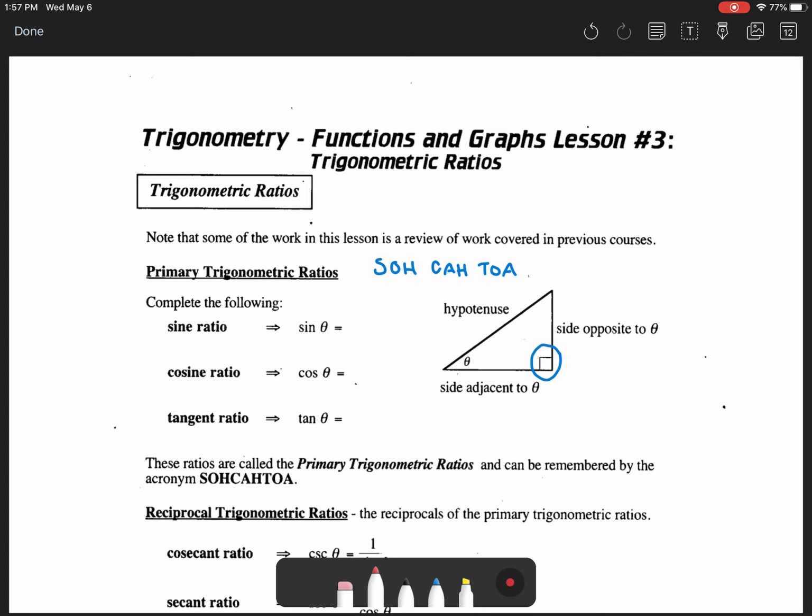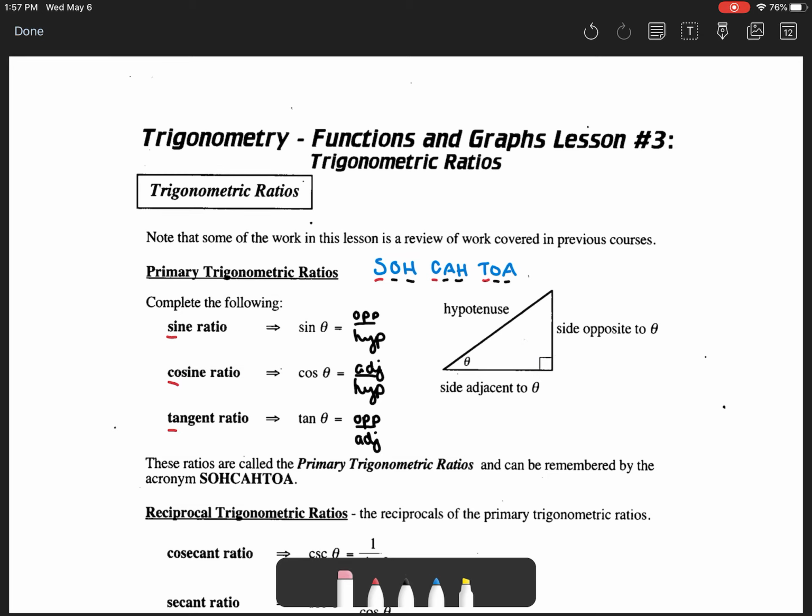So when I take a look at that acronym that most of us use, the S, the C, and the T obviously stand for sine, cosine, and tangent. The other two letters in each of the three little expressions, O and H, stand for opposite over hypotenuse. In the CAH, the A and H stand for adjacent over hypotenuse, and for tangent, the O and the A stand for opposite over adjacent. So again, sine is opposite over hypotenuse, cosine is adjacent over hypotenuse, and tangent is opposite over adjacent.